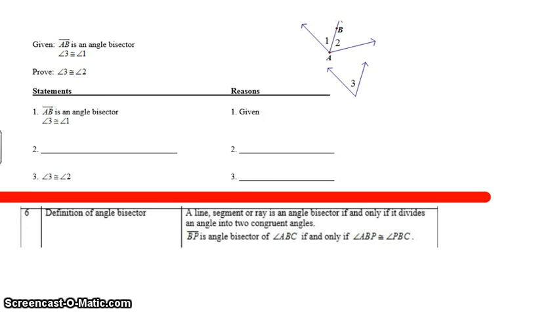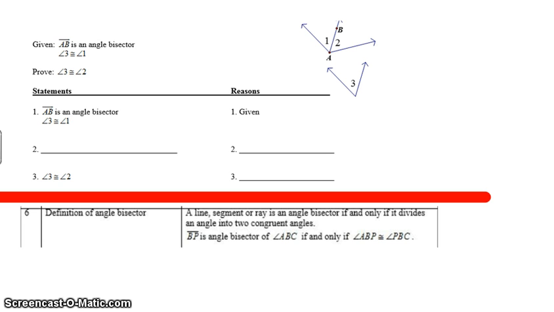Okay, moving on to the rest of the proofs. The next proof, we're dealing with an angle bisector. And they tell us that AB is an angle bisector. They tell us that 3 and 1 are congruent to each other. So you want to go look in your proof packet and think about, what do I know if I know I have an angle bisector?